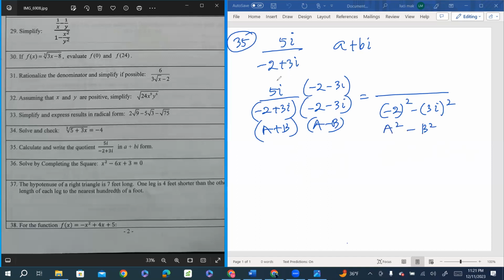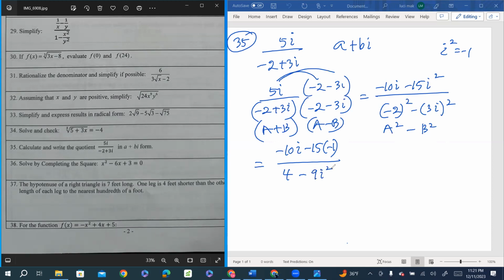On the numerator, you can distribute. So 5i times negative 2 is negative 10i. 5i times negative 3i is negative 15i squared. Everyone knows again, i squared is negative 1. So let's simplify this a little bit. We have negative 10i minus 15 times negative 1 as the numerator. Negative 2 squared is positive 4, minus 9i squared, in the denominator.